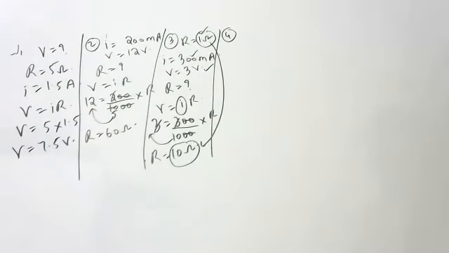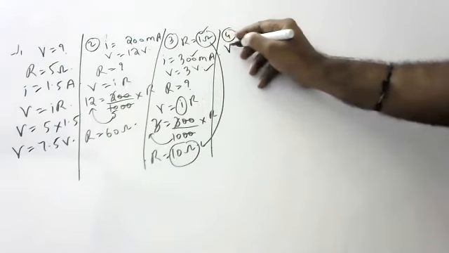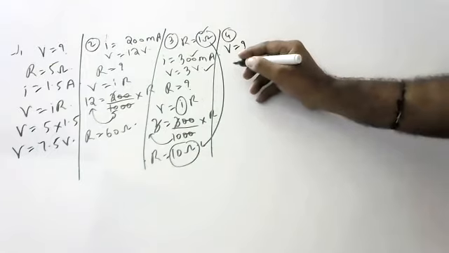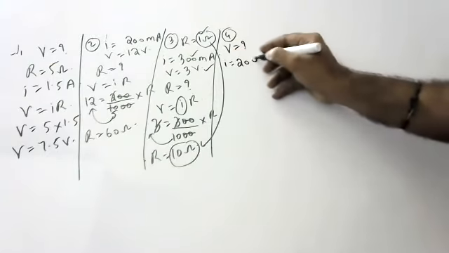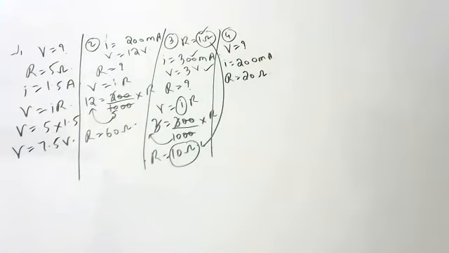Okay, next question. If you know, you can tell, children. Find the potential difference required to flow a current of 200 milliamperes in a wire of resistance 20 ohms. Varsha, tell me how to do this.